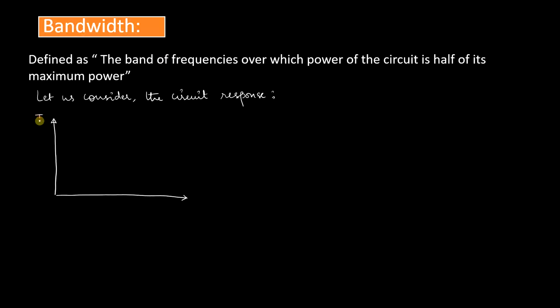This is current I, this is the frequency F. This is the resonant frequency, and I obtained the maximum value Im here, where Im corresponds to the maximum value of current at resonance.